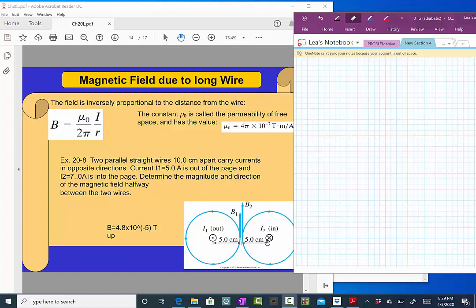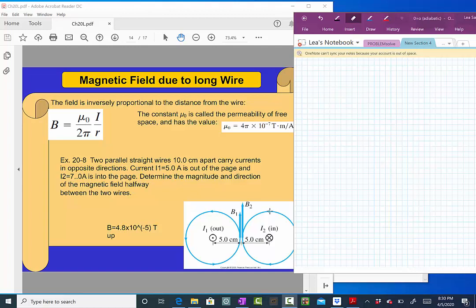Let's now look at the current I2, which is going into the page. So again, what are we going to do? Use our thumb to get the direction of the current. You put your thumb now into the page, and with your four fingers encircle this wire. The four fingers tell us that we get this circle here for the magnetic field. Again, I can select individual points to get the direction of the field, which is the tangent at that point of the circle.